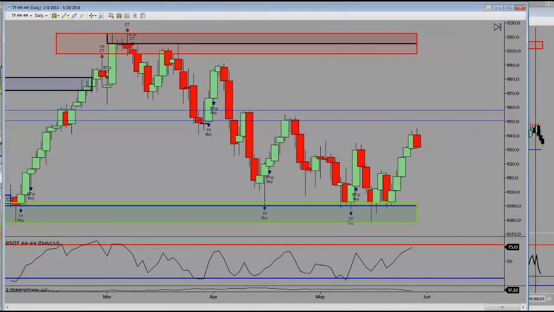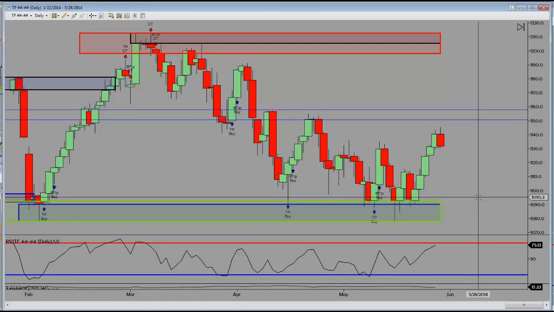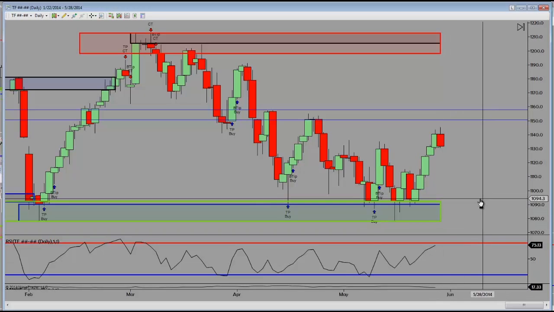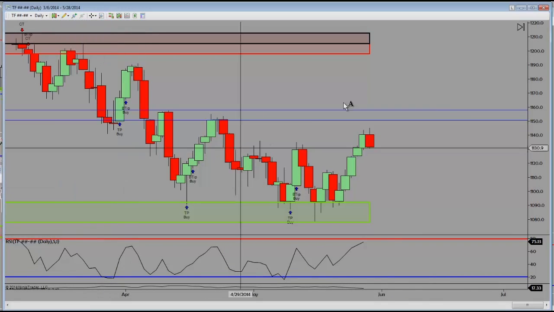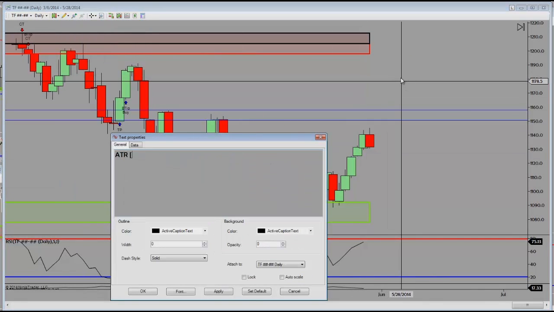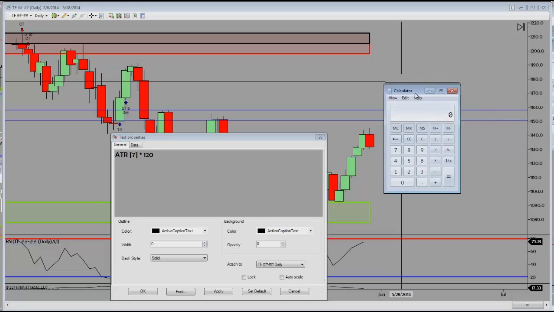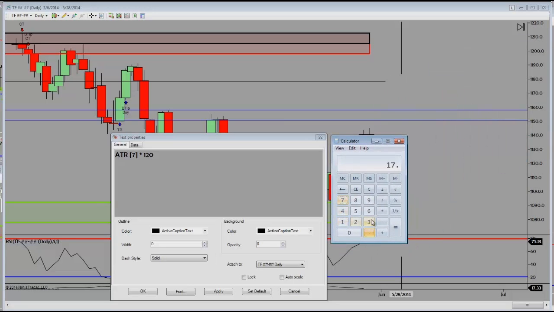So on the mini Russell, I take the 7-day average true range, which is the bottom of the chart. And again, you can do this on multiple markets. We did some analysis and we looked at volatility. So we took the ATR of the last 7 days, again, just a 7-period ATR, and we multiply that times 120%. All right, so the current average true range here is 17.3 points. So we're going to pull up the calculator. So we take our 17.3 point average true range times 1.2. That puts us at 20.76.